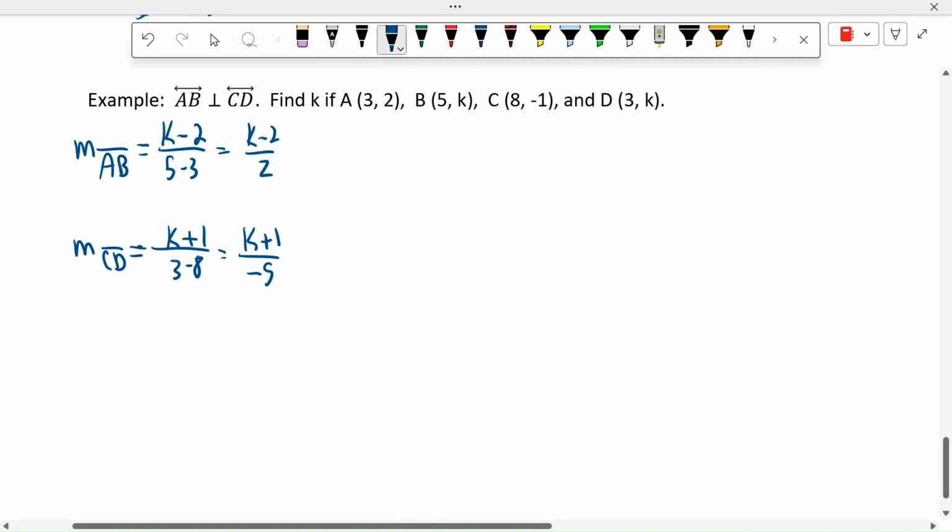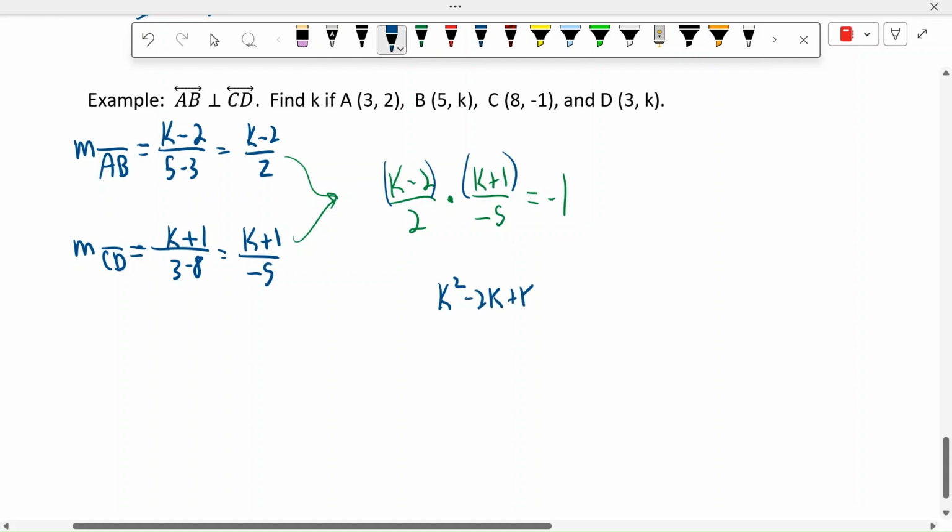Now these two are, again, perpendicular, so they're not equal to each other. Sometimes we will see some parallel examples, and then we would just set them equal to each other. Instead, I can multiply them to negative 1 again. So k minus 2 over 2 times k plus 1 over negative 5 is equal to negative 1. Multiply out those numerators. First, outside, inside, last, you're multiplying that entire numerator. K squared minus 2k plus k minus 2. Multiply your denominators. That's negative 10 is equal to negative 1.